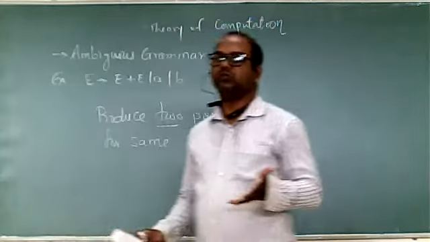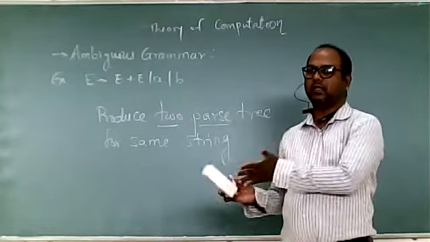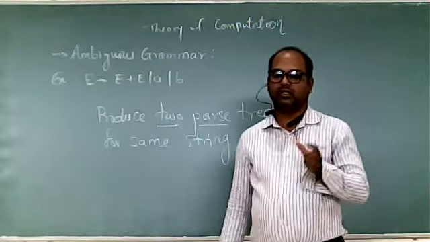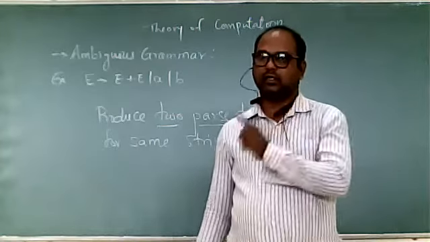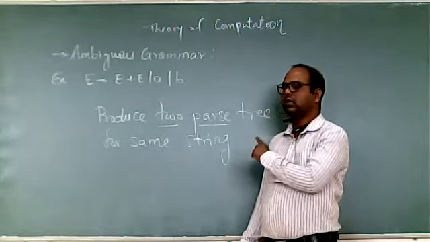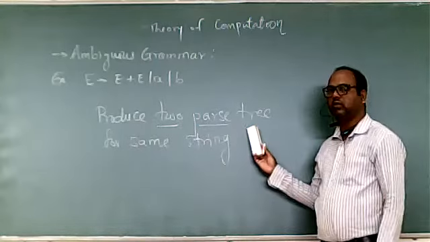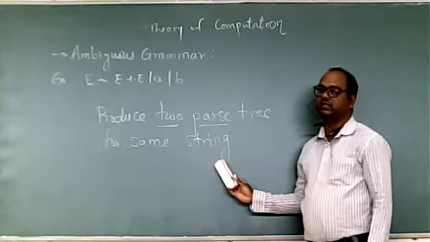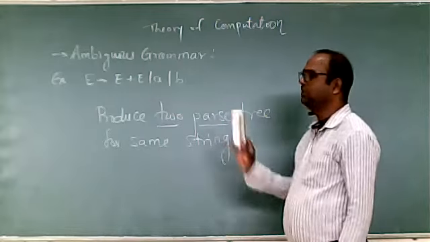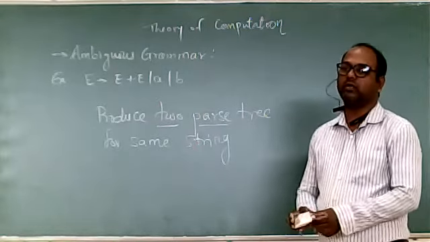So that is confusing. The computer is a machine, so how will the computer know which parse tree, or which production, it has to use? Because the computer is a machine, we must provide only a single way to produce the string. So that's why that particular grammar, which produces two parse trees or two derivation trees for the same string, is called an ambiguous grammar. Now we'll see this ambiguity with the help of one example, and we'll see how to remove the ambiguity.